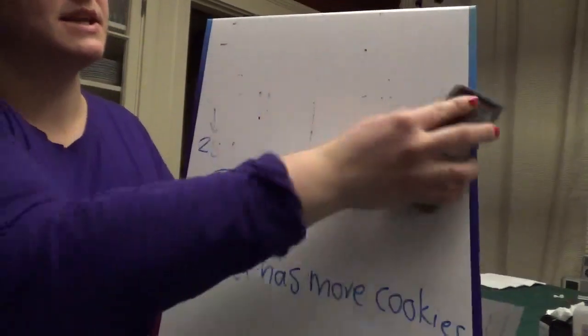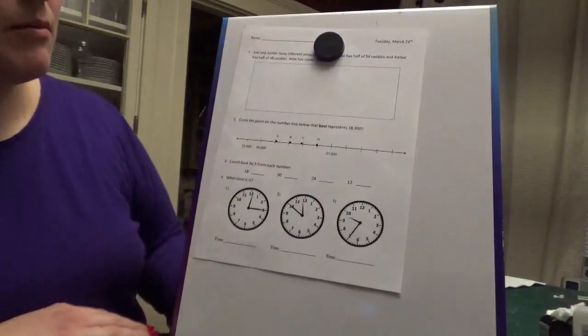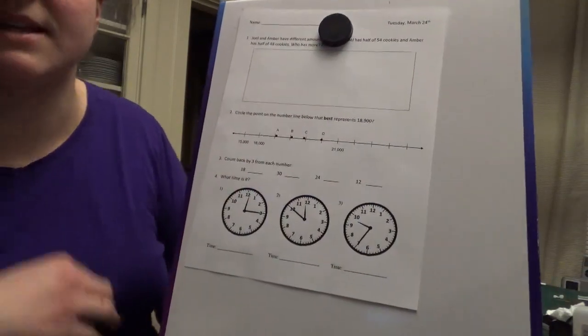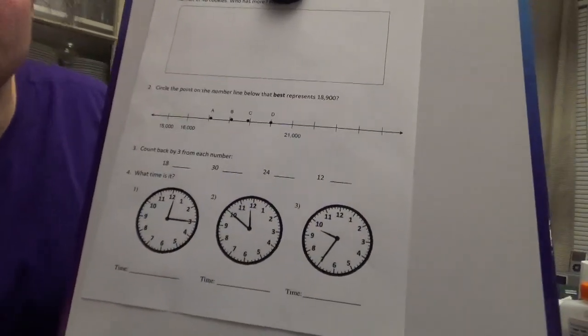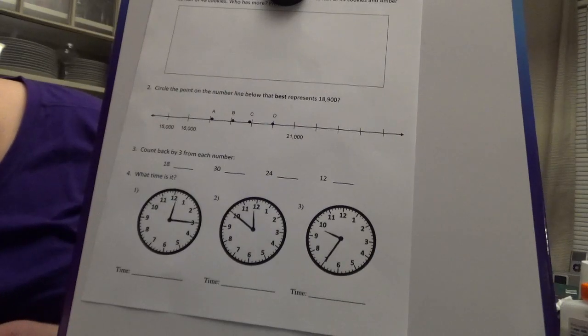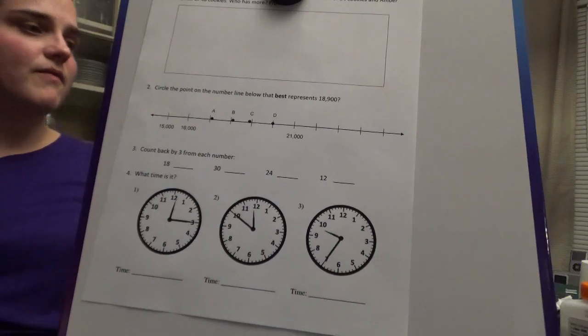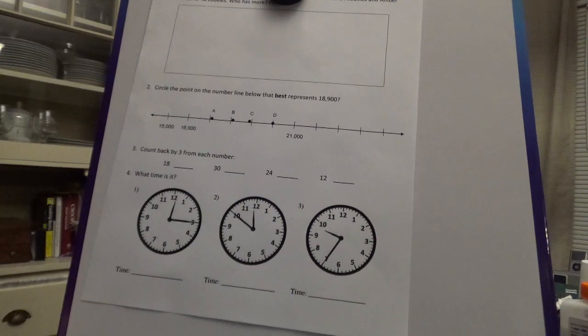Number 2 is asking us, let me just erase my board here. Number 2 is asking us, circle the point on the number line below that best represents 18,900. Awesome, so hopefully we're all there. So the important thing here is when you're trying to figure out the point that best represents a number, you need to first label the entire number line. So let me grab my pen. And we need to make sure that we label the number line.